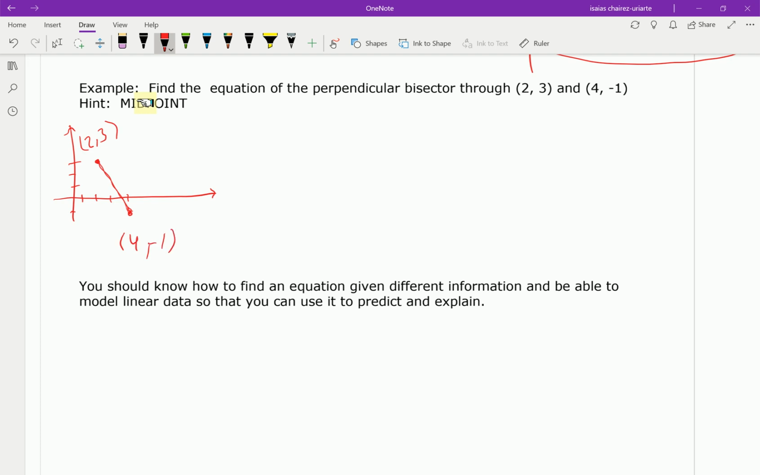Now, the perpendicular bisector. The perpendicular bisector is a line that's perpendicular to this little line segment, but also happens to start right in the midpoint of this line segment. So I am interested in the midpoint of this line segment. So let me find the midpoint.